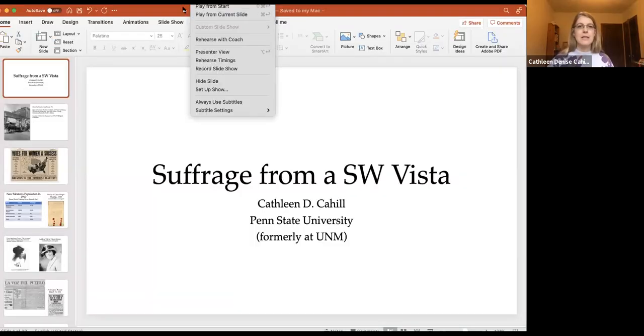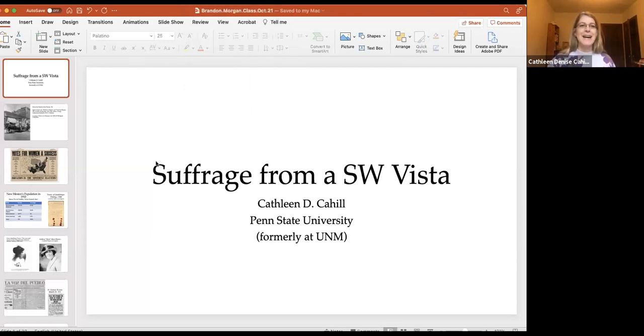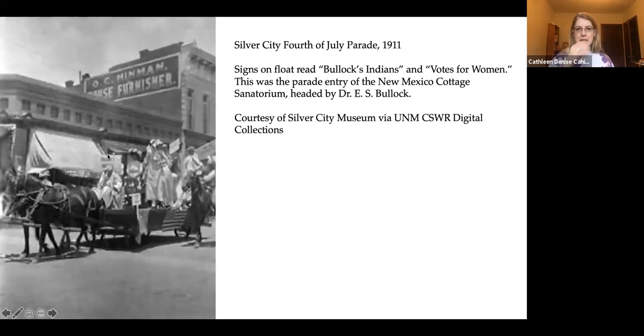So let me pull up my PowerPoint here. Like I said, there's a lot of them, so I may go a little fast through them. And I'm going to start actually with this one, and it's the worst photo. I apologize. It's from Silver City, but it's digitized through the Center for Southwest Research.